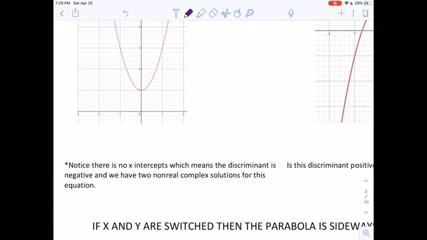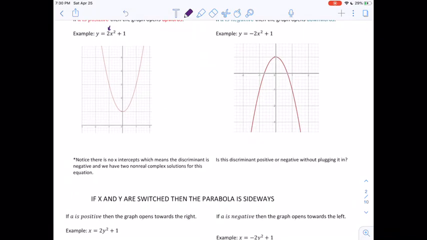Notice that in this graph, there's no x-intercepts, so hopefully you're kind of referring back to the previous lesson we had. If there's no x-intercepts and your parabola is kind of floating in midair, and it's not crossing the x-axis, that means your discriminant, so the inside of your radical of your quadratic formula, ends up being a negative number, which means we have two non-real complex solutions in this case. I mean, it doesn't really matter. I just kind of want to bring that back to your memory.